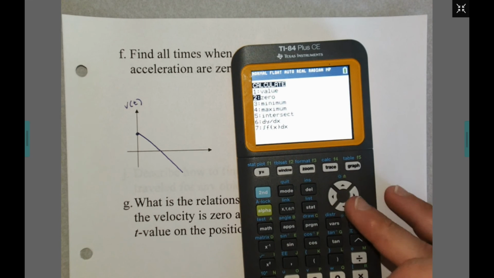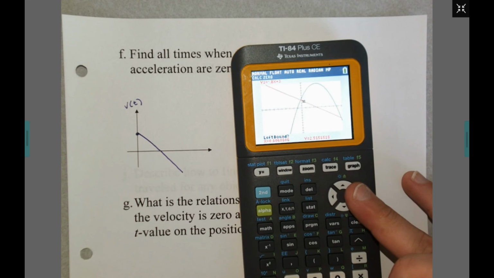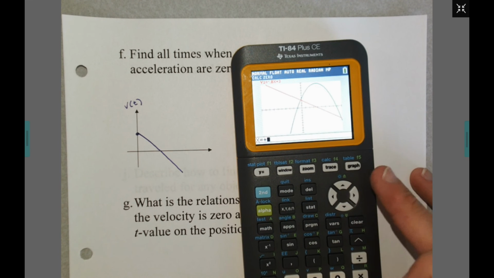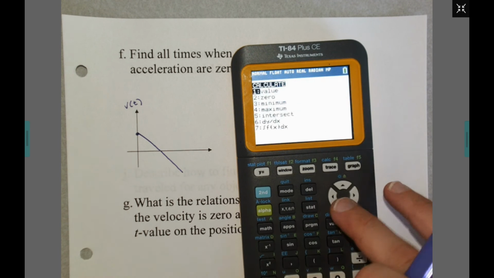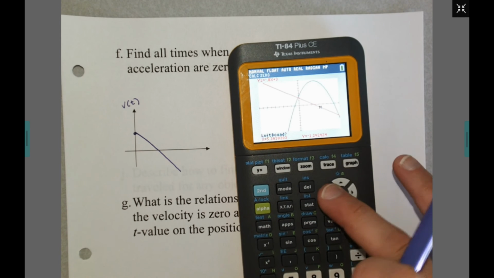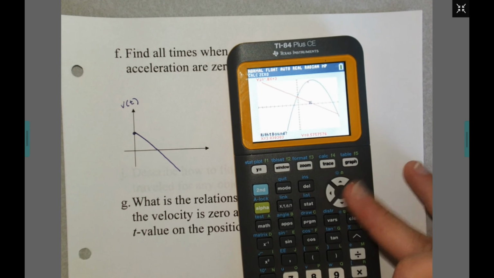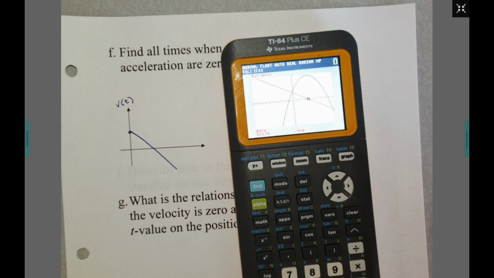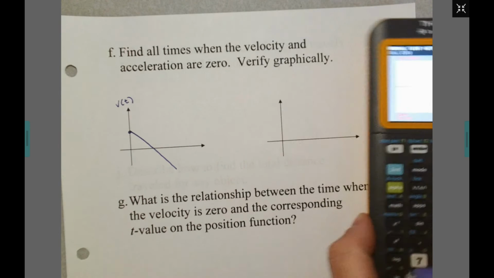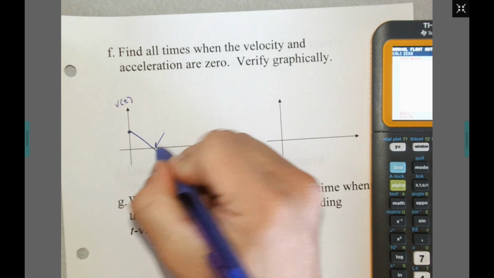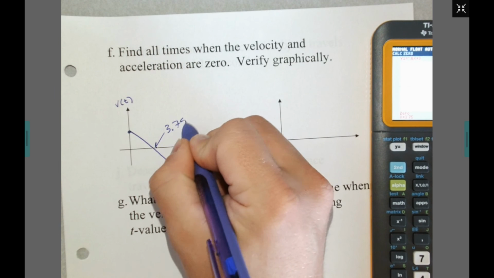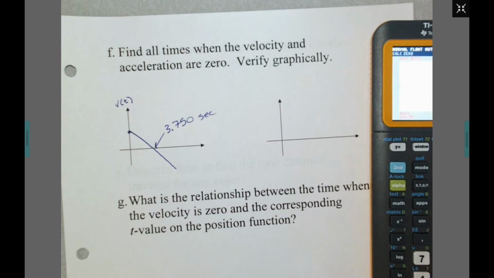I can go ahead and find the 0 on that. Wrong curve. Find the 0 on that. And if I do that, it's going to be the same time. It's going to be 3.750. So our time would be 3.750 seconds.